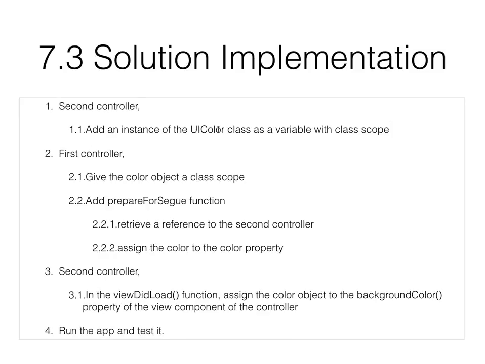So the instance of the UIColor class as a variable with the class scope in the second controller first. Why? Because when I go back to the first controller, I want to assign the color to the color property of the second controller. So I want to create it first, so when I get to the first and try to assign it, I can see it. Then go back to the second controller in the viewDidLoad function and just assign that color to the background so we can see that it changed.